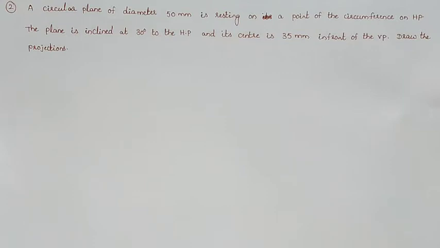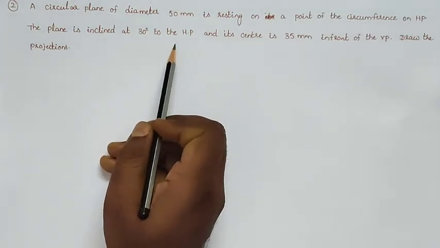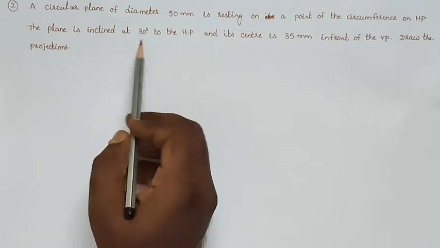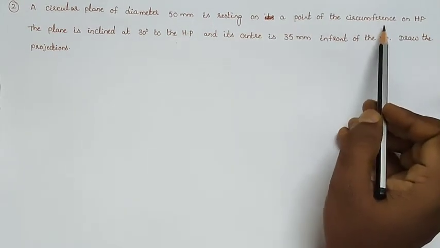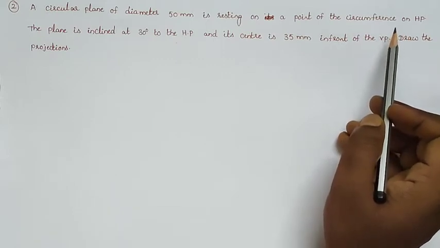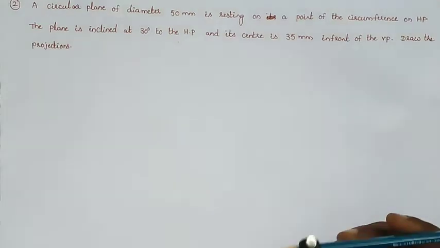Here also, when a plane surface is inclined at 30 degrees to the HP, we will draw the projections in two stages. In the first stage, whenever the plane surface is inclined to the HP, we assume that the plane surface is on the HP, or the circumference is on the HP, and we draw the first top view and first front view. How will we draw the first top view? Taking the diameter as 50 mm.